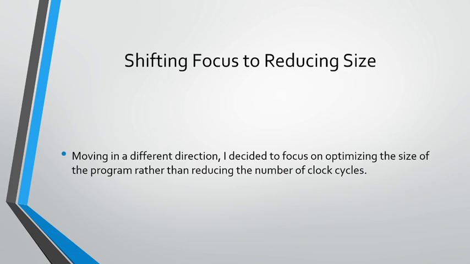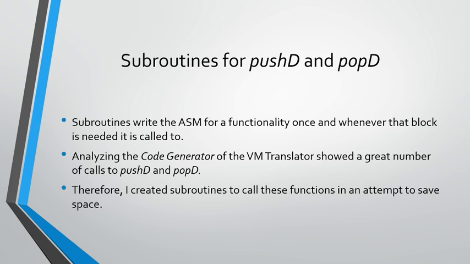I then shifted my focus to reducing size. So instead of trying to make the program run faster, I decided to try to get the most bang for my buck and compress it down as small as I could. To do this, I wrote subroutines for pushd and popd. Subroutines write the ASM for a functionality once, and whenever that block is needed, it's called back to. Analyzing the code generator of the VM translator, there was a great number of calls to pushd and popd. Therefore, I created subroutines to call these functions in an attempt to save space.